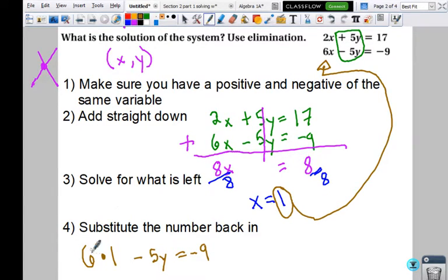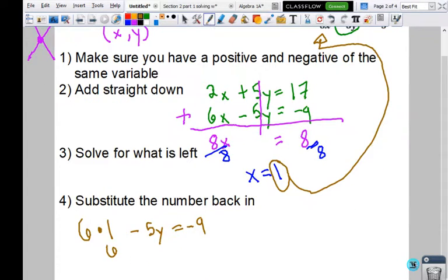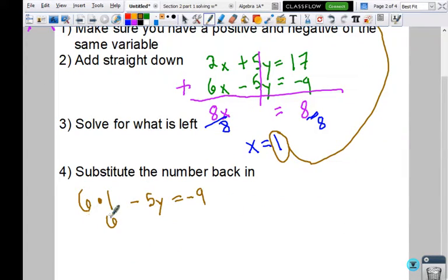You guys have done quite a few of these. So, Sophia, what's the first thing I should do to solve this one? 6 times 1, which is just what? 6. That was easy. What's 6 times 1? 6. I still have minus 5y. It still equals negative 9.